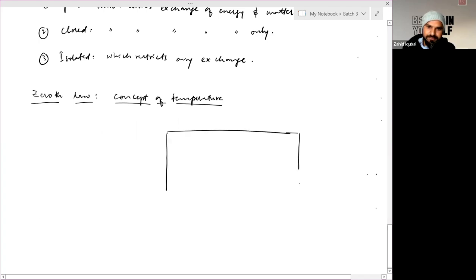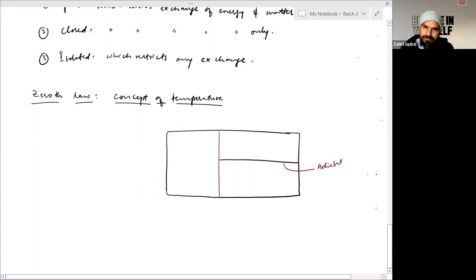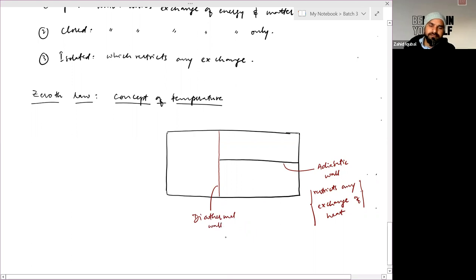Suppose you have a system enclosed by a wall which restricts any exchange of heat, and there is another wall which allows exchange of heat. The first is called an adiabatic wall, which restricts any exchange of heat through it. This is called a diathermal wall, which allows exchange of heat through it.